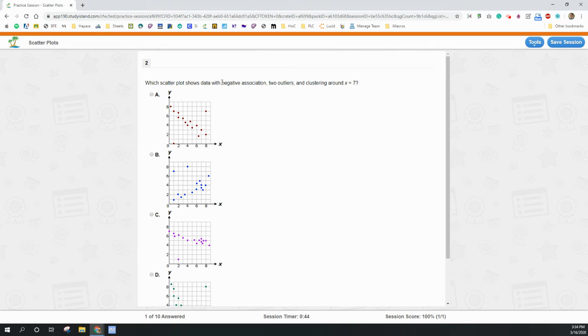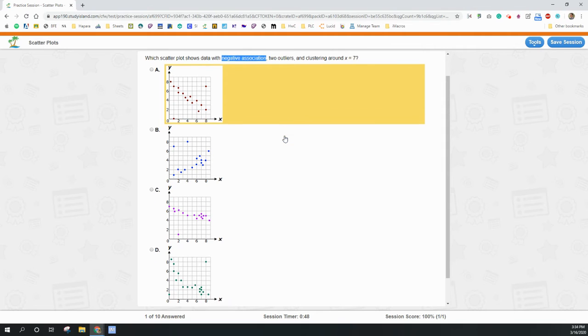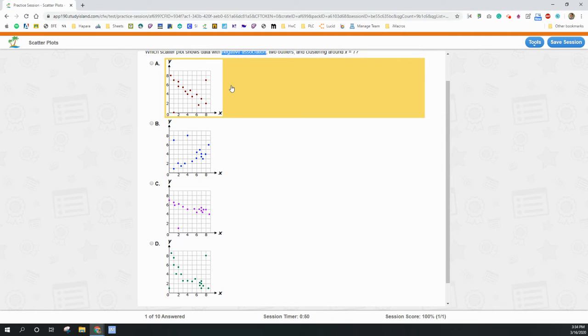First thing is we're looking for a scatter plot that shows a negative association. Of our four choices, three of them show negative association. A, you notice that the grouping of dots generally goes down as x increases. So as you read from left to right, it's going downwards. That's negative association. As the x values get higher, the y values are getting lower. So that's negative association. What other graphs look like that?